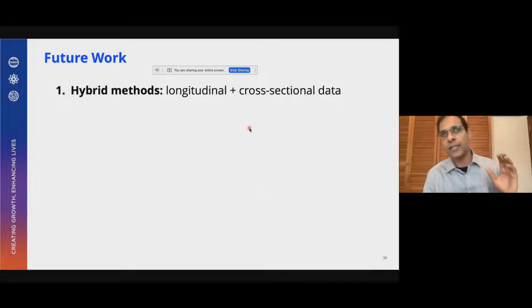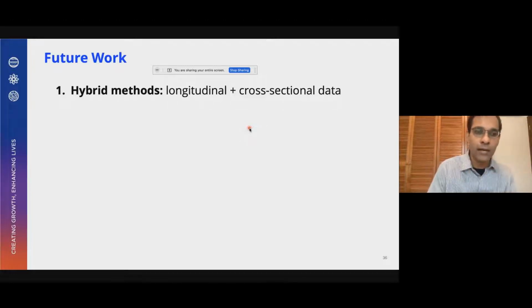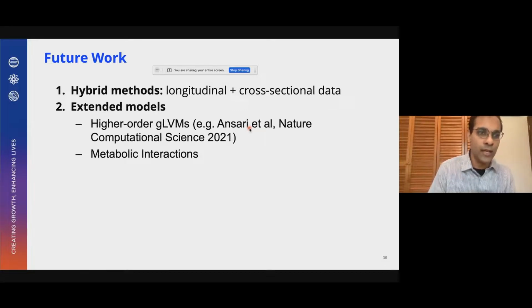While longitudinal data can give you individual specific dynamics, and also can really help estimate derivatives accurately, but it might be limited in data. So can we combine the strengths of these two data types? Can we extend these models to really capture the fact that there are metabolic interactions which may not work in the classical predator prey framework, and some of these interactions might also be higher order interactions. So there's some nice work in the space that we think can really be complementary to what we have done.